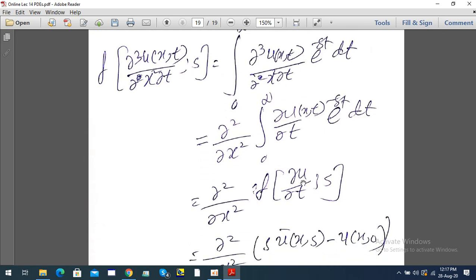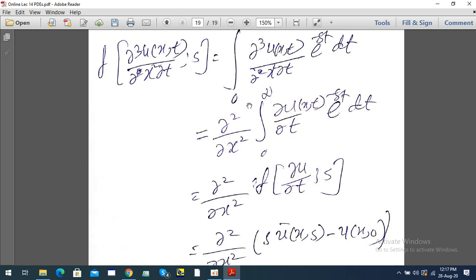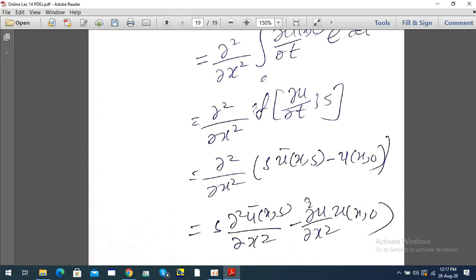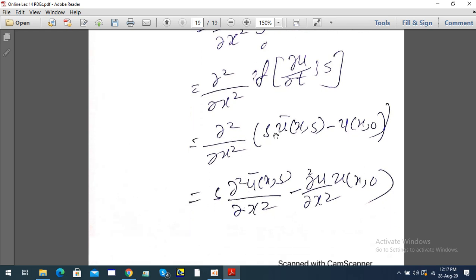If we write partial u by partial t, integral 0 to infinity e power minus st dt, this is the definition of Laplace transform, and this is nothing but the Laplace of partial u by partial t, which has already been found. We have already found this, which is s u bar of x,s minus u of x,0. So multiply this with this thing: s partial square u bar by partial x square minus partial square u by partial x square at t equal to 0.